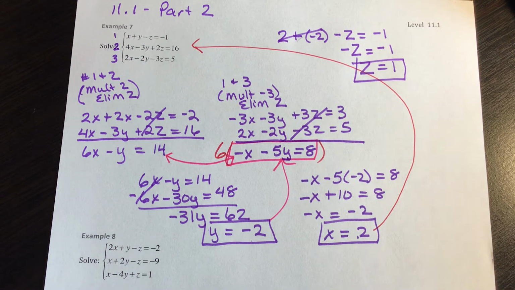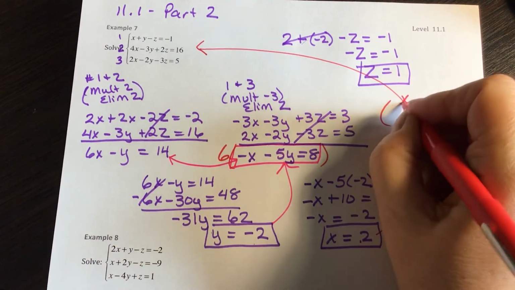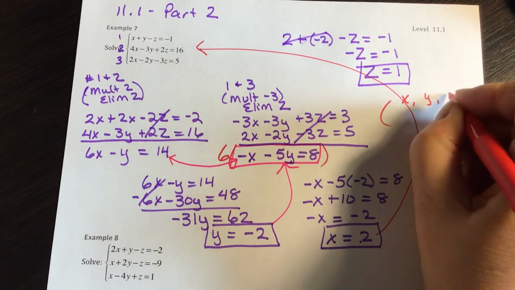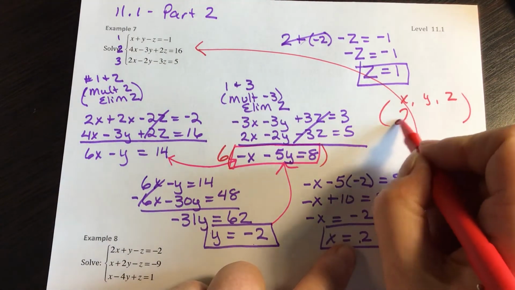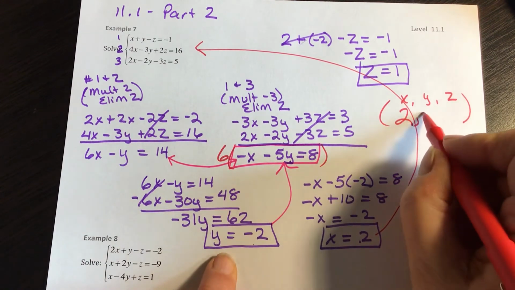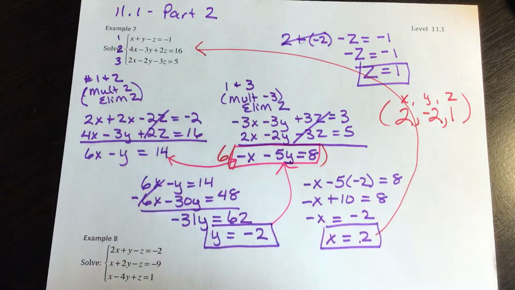Usually, we would write our answers as an ordered pair. This time, we're going to write our answers as an ordered triple. An ordered triple is just x, y, z in order. My x value is 2, my y value was negative 2, and my z value is 1. So 2, negative 2, 1.